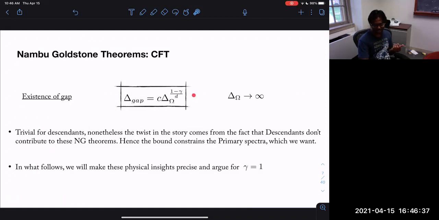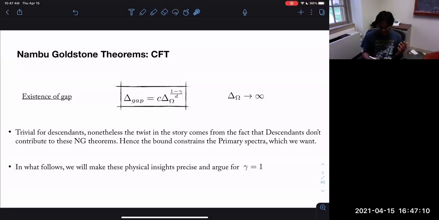So this gap or this bound is easily satisfied by these descendants. But the twist in the story comes from the fact that, as I will argue later, for these Nambu-Goldstone-like theorems, these descendants don't really play any role. So they go out of the game, and the only players in the game are the primaries. So whatever constraints we have from these Nambu-Goldstone-like theorems are applicable to the primaries.